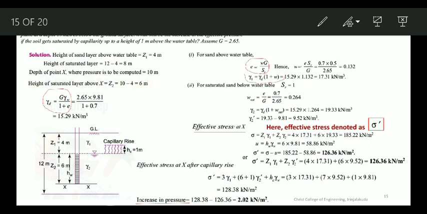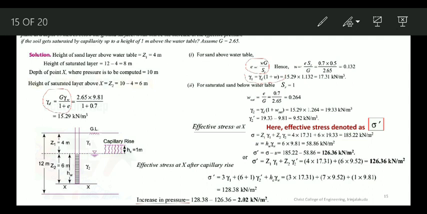Now 3 gamma 1 plus, then the 6 plus 1 meter, a total of 7 meters, is now saturated. If you write the equation for effective stress straight away, you can use the submerged value, isn't it? However much is saturated, for that depth you can use the gamma submerged value. So 6 plus 1 into gamma 2 submerged value. Now, when finding the effective stress, the effect of capillary rise is also to be accounted for. So at the depth of XX, what is the effect of capillary rise?